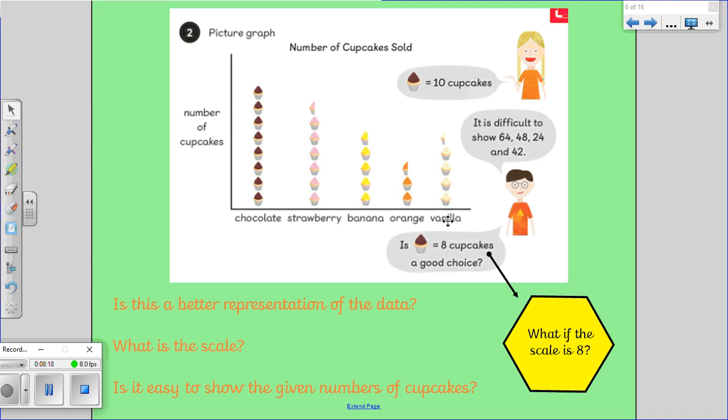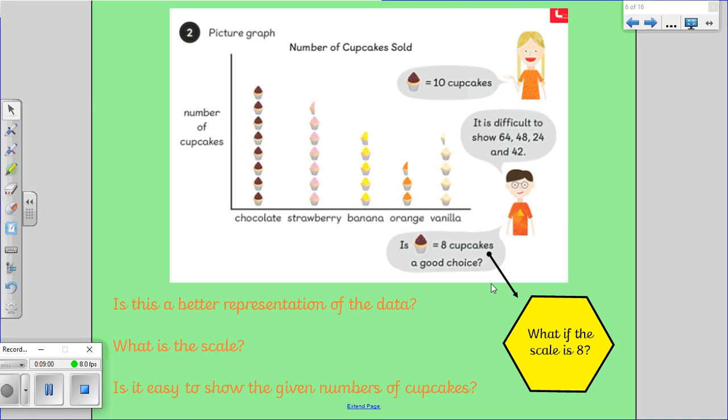However, when we have a look at the vanilla or even the strawberry, it's quite difficult to show 68 and 48 cupcakes because you've got to split that 1 cupcake that's worth 10 into smaller parts, and that's quite difficult to see what that is worth. Okay, so although the 10 cupcakes might be easier, for instance, the chocolate flavour, for the others, it's quite difficult to know what that is worth.